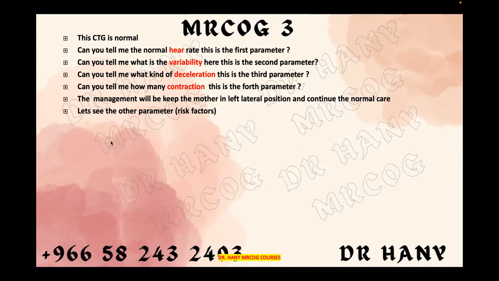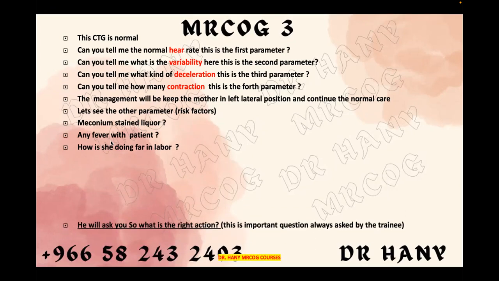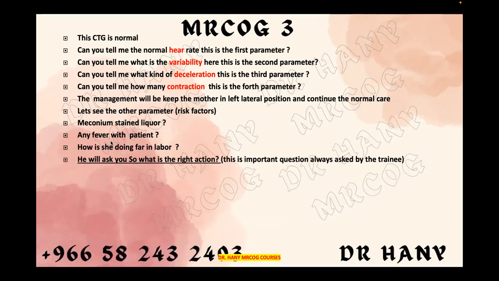So let's see other parameters. Is there any meconium? Is there any fever? Is there any oxytocin advanced? What was the PV of the patient? How far is this woman in labor? And after that we will take an action according to the CTG.